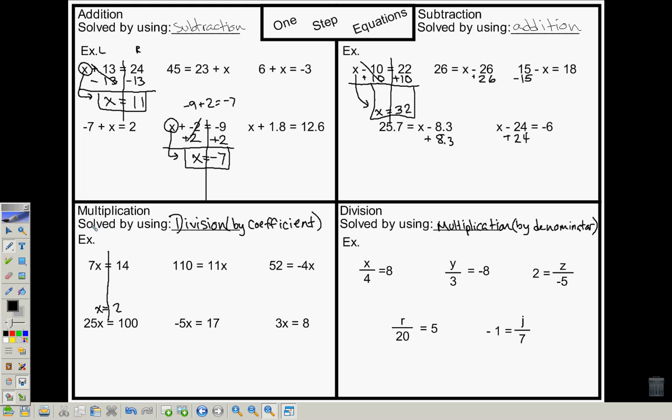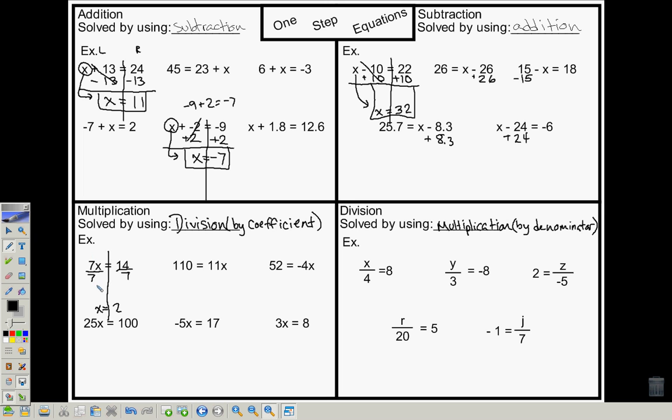So, the problem looks like multiplication. We have a coefficient, the number attached to the variable here, times the variable equals 14. 7 times x equals 14. I'll ask, what's happening to x? We're multiplying it by 7. The opposite of multiplying by 7 is dividing by 7. Okay, that is our first action. We will divide by 7 on both sides of the equation.